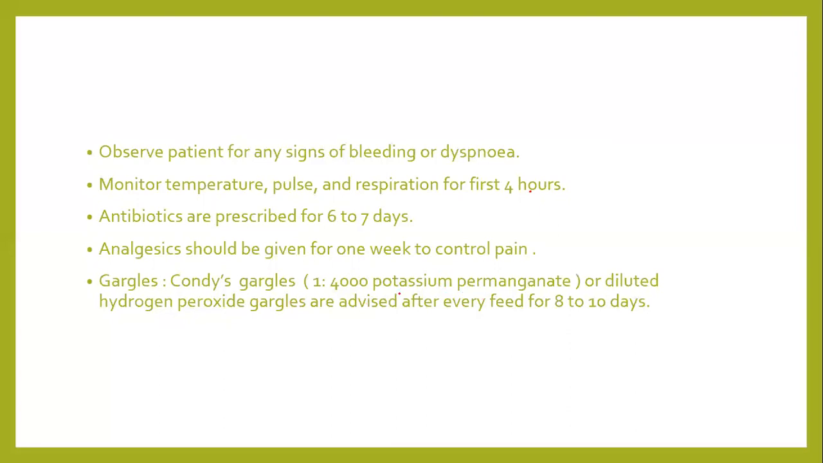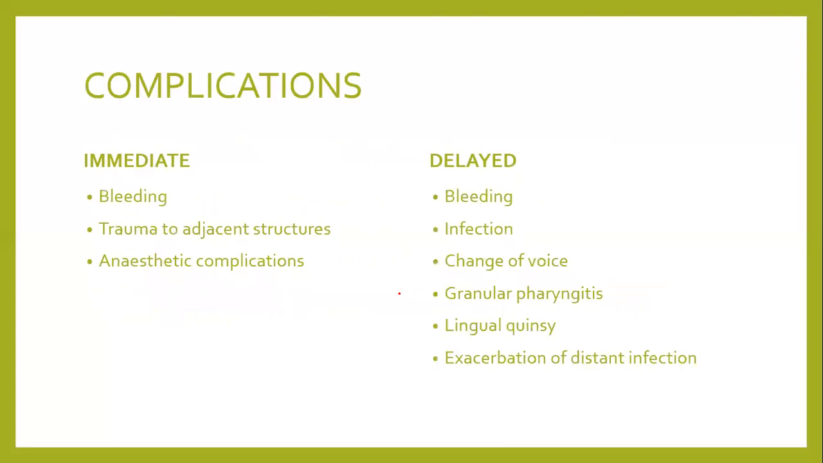Because when gargles are given, it gives a soothing effect. The complications of tonsillectomy include immediate complications and delayed complications. Immediate complications include bleeding tendency, trauma to the adjacent structures, and anesthetic complications. If it is done under general anesthesia, the patient may have severe complications. Delayed complications include bleeding, infection, change of voice, granular pharyngitis, lingual quinsy, and exacerbation of distant infection.